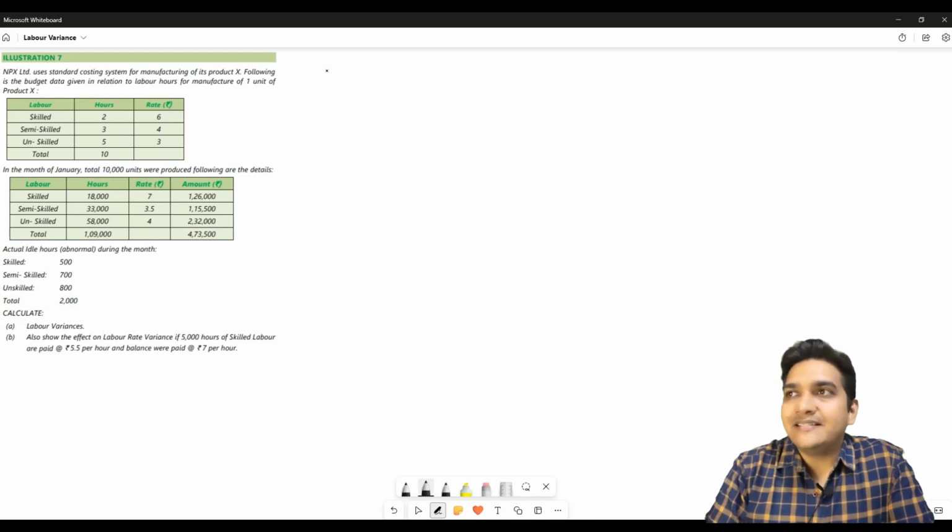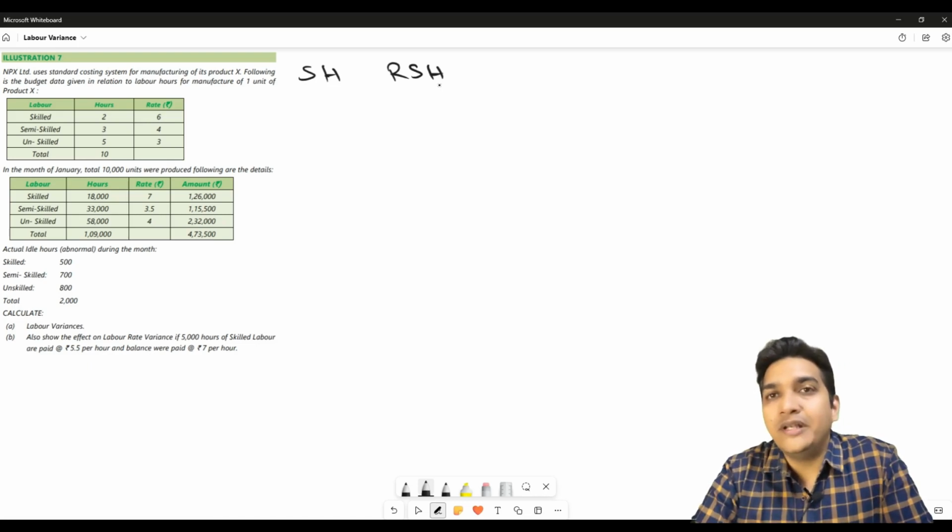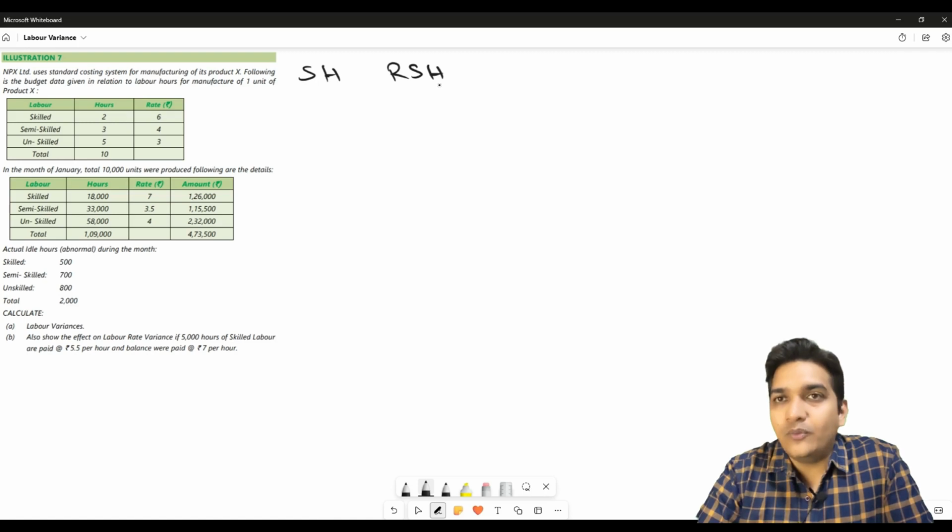Now, first let us write down the information provided in the question. So let us begin with our table. We will have standard hours, then we will have revised standard hours. Why do we have revised standard hours? Because there are more than two labors which are used to manufacture the product. In the previous question, we only had one type of labor, so we did not have the revised standard hours. Revised standard hours can only be computed when we have two or more different types of labors available in the problem.